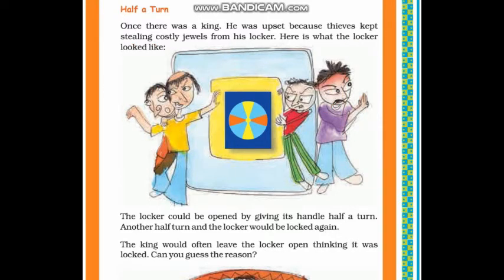Here is a story and the topic is half a turn. Once there was a king. He was upset because thieves kept stealing costly jewels from his locker. Here is what the locker looked like. The locker could be opened by giving its handle half a turn. As I have explained to you, half a turn means turning this handle from here to here. Another half turn and the locker would be locked again. If we give the other half a turn, the locker will be locked again.